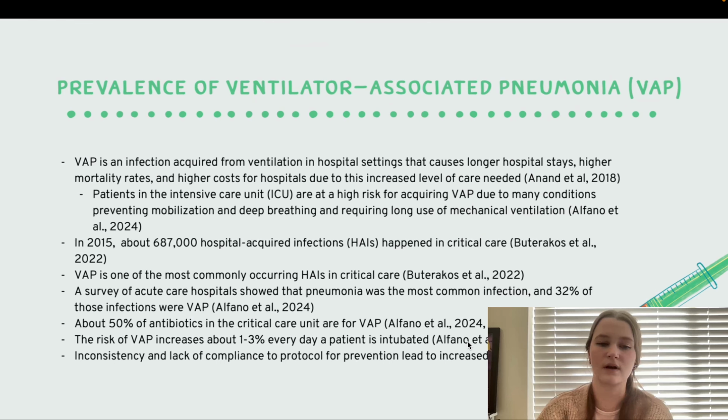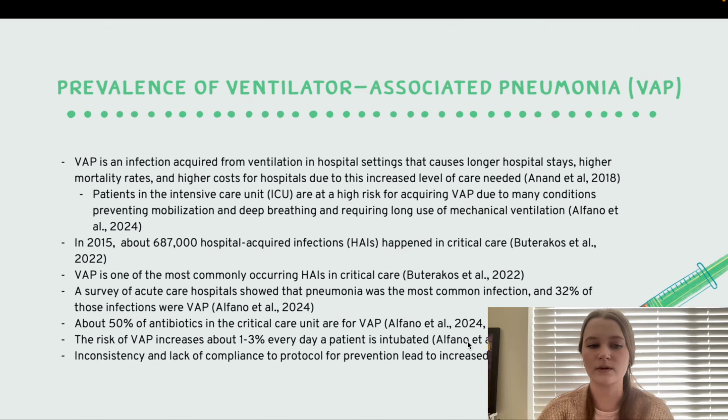Patients in the intensive care unit are at a high risk for acquiring VAP due to many conditions preventing mobilization and deep breathing, and they also require long use of mechanical ventilation more often. In 2015, about 687,000 hospital-acquired infections happened in critical care settings. VAP is one of the most commonly occurring hospital-acquired infections in critical care.